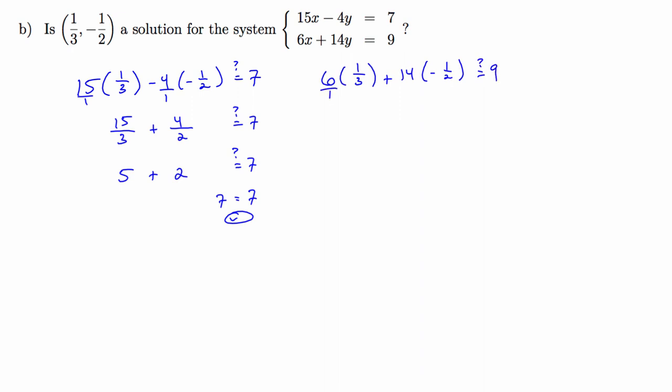Well, again, we'll think of 6 as 6 over 1 and 14 as 14 over 1. So 6 over 1 times 1 over 3 is 6 over 3. A positive 14 over 1 times a negative 1/2 gives us a negative 14 over 2. And the question is, does that equal 9? 6 divided by 3 is 2. 14 divided by 2 is 7. So the question now simplifies to, is 2 minus 7 equal to 9? Well, 2 minus 7 equals negative 5. And since negative 5 does not equal 9, this ordered pair (1/3, -1/2) does not work in the second equation. And if it doesn't work in every equation in the system, it cannot be a solution for that system.